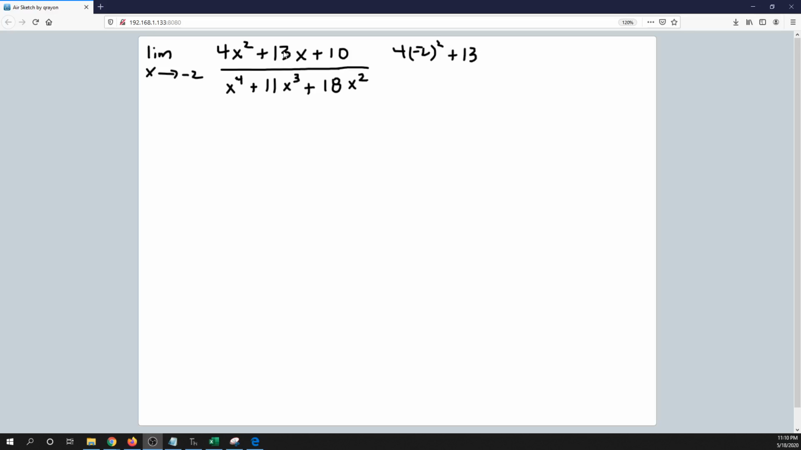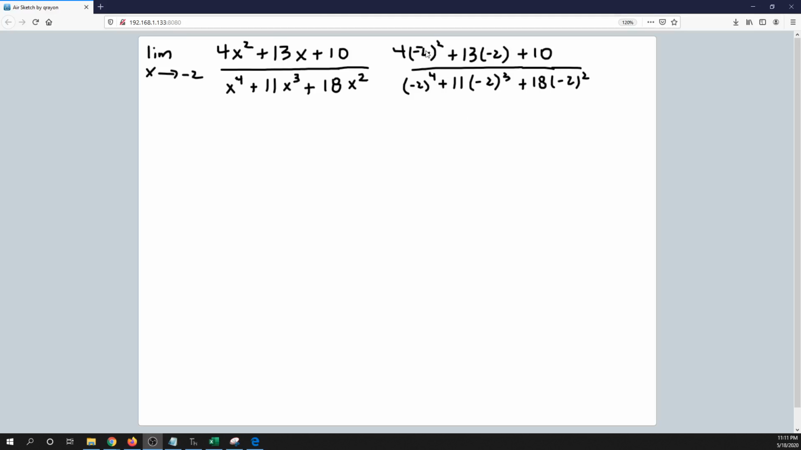plus 13 times -2 plus 10, all over -2 to the 4th plus 11 times -2 cubed plus 18 times -2 squared. All right, and so now we need to work out all of that.